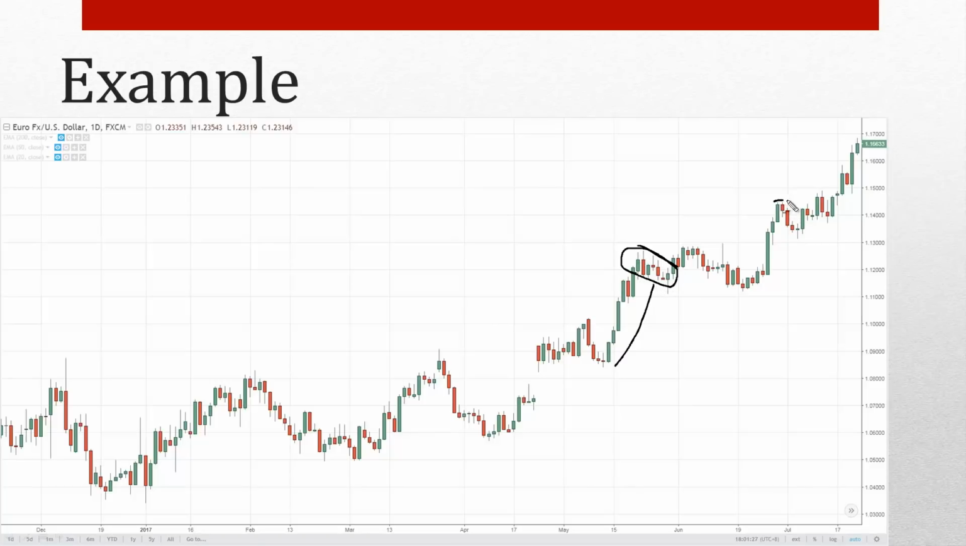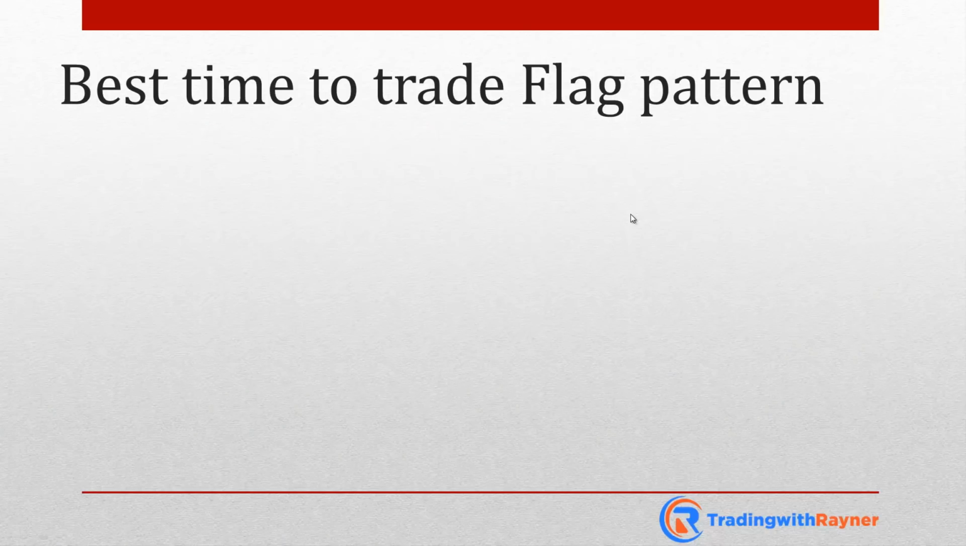This is also another example of a flag pattern. Small bodied candles, and you have this strong trending move just before this weak pullback occurs. Okay, so this is an example of a bullish flag pattern. Bearish flag is just the opposite. Strong trending move lower, a weak pullback, something like this. Okay, so moving on, when is the best time to trade the flag pattern?